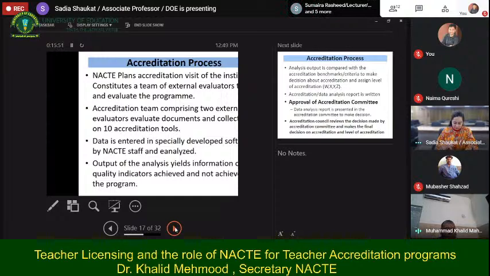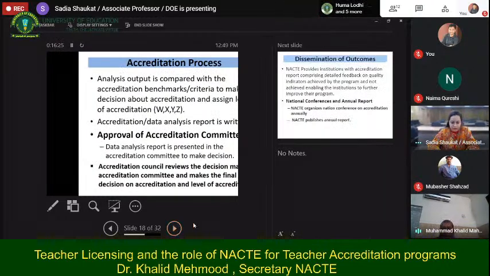We have data entry operators. They enter all data into specifically developed software to analyze data on these instruments. This data analysis tool gives us standard-wise information. For example, we have 152 indicators, and it tells us this indicator has been achieved and this indicator has not been achieved. We have a total of 152 indicators, and the output gives us information on all 152 indicators.